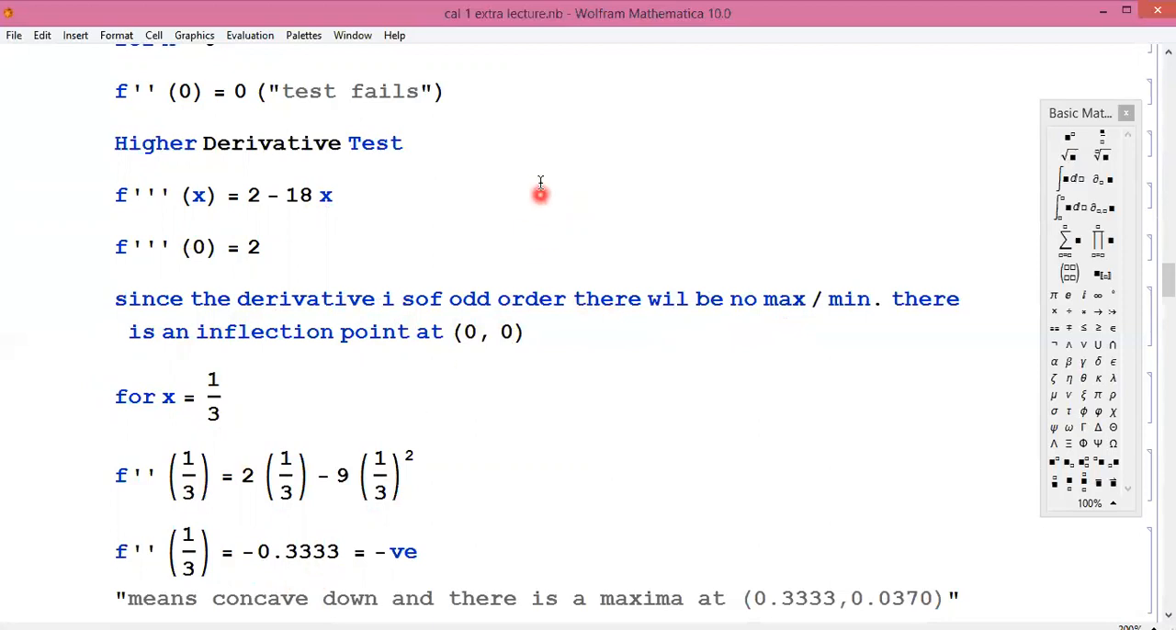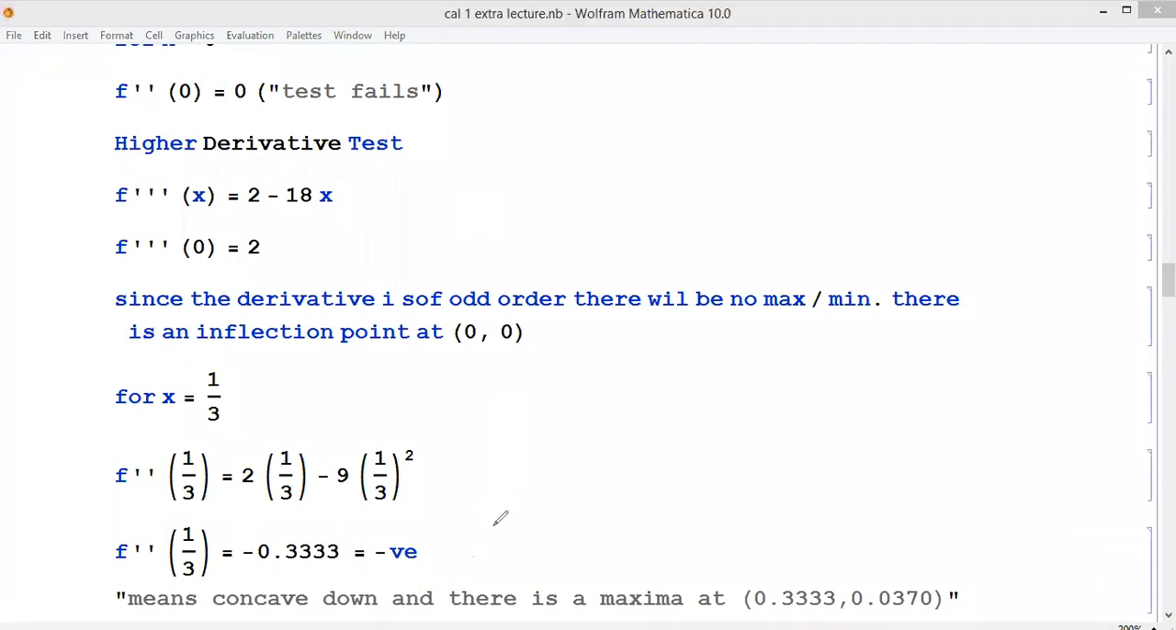Negative value means that I have a concave down. And what does concave down mean? That I have a maxima over here. Maxima at 1 over 3 means there is a maxima at 0.33 comma 0.0370, which is my critical point.